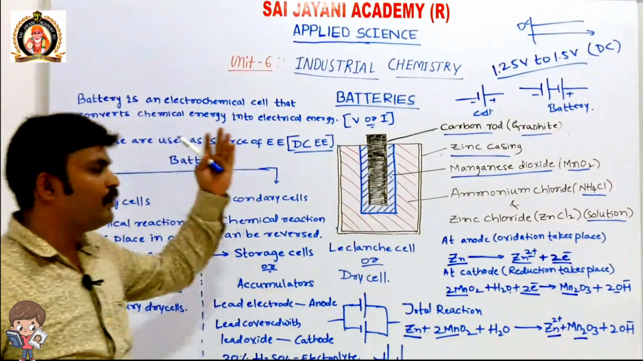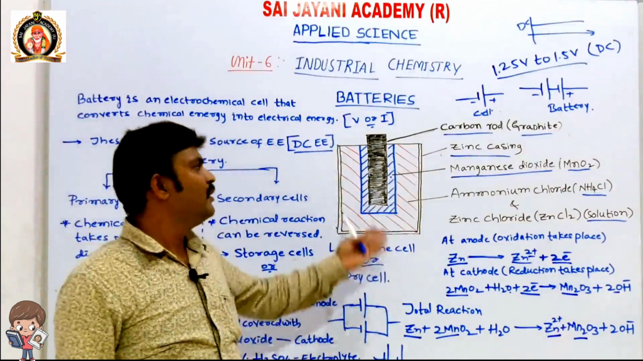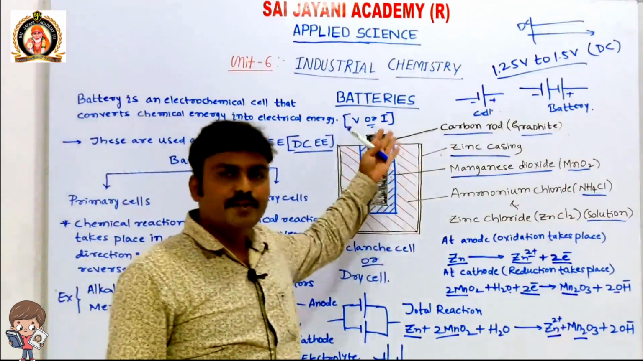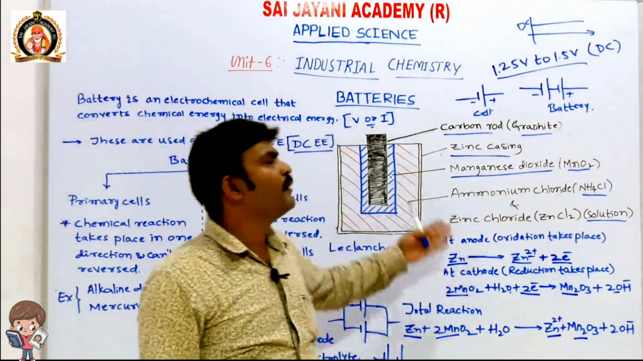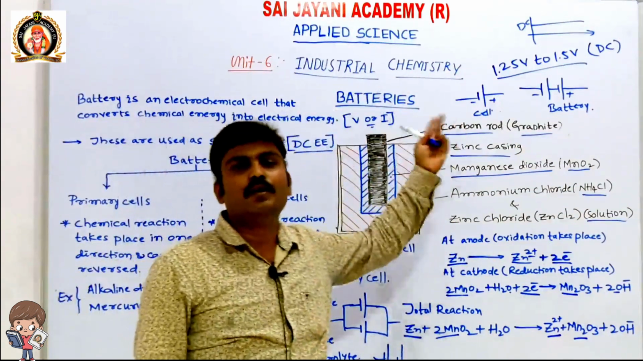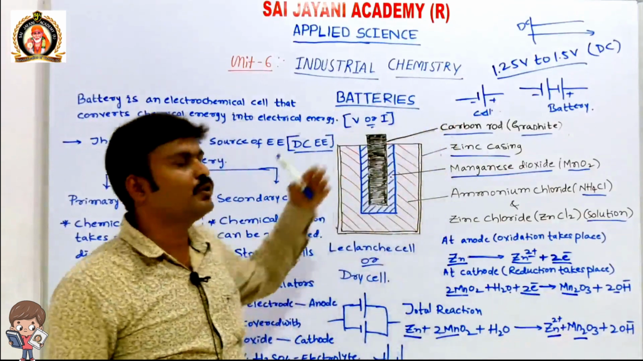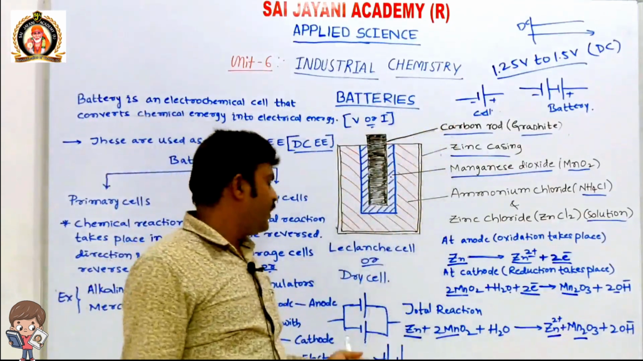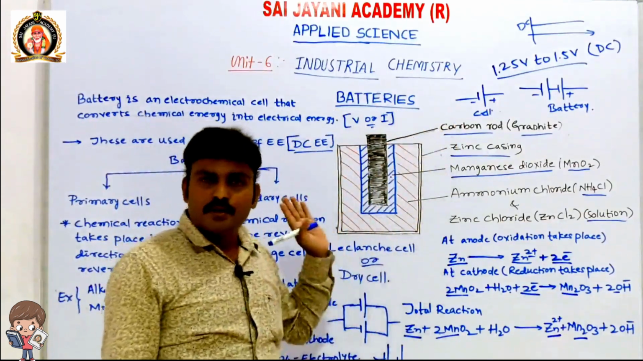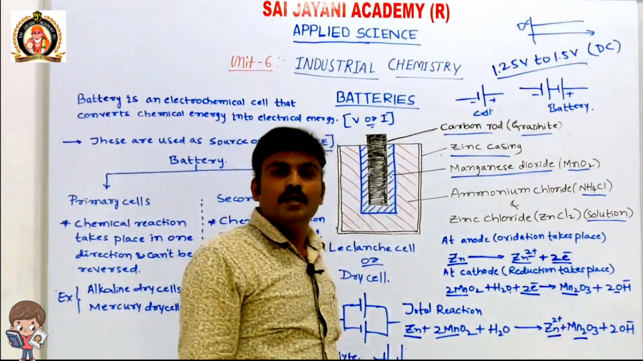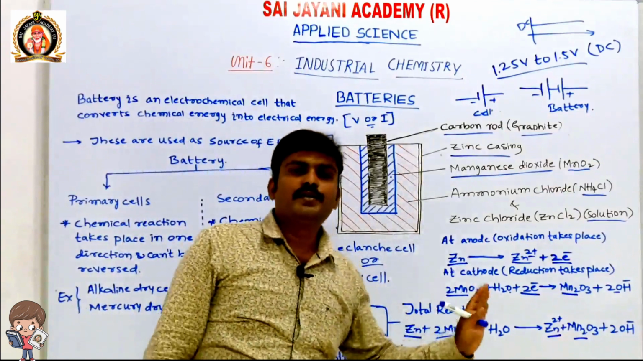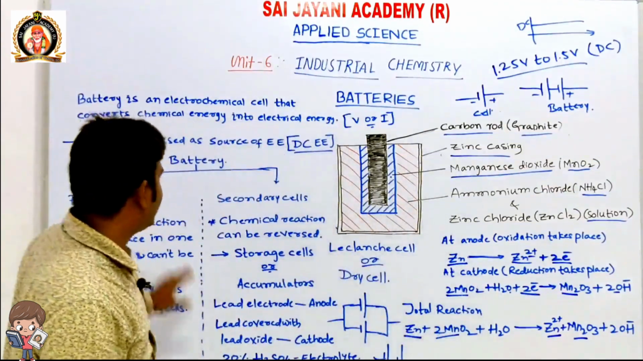The best example for the primary cell is the Leclanche cell. Leclanche cell's construction is this. This is how the reaction takes place and how much voltage one single cell can produce. And if you want more current, cells should be connected in parallel. If you want more voltage, cells should be connected in series. So this is about the primary cells.